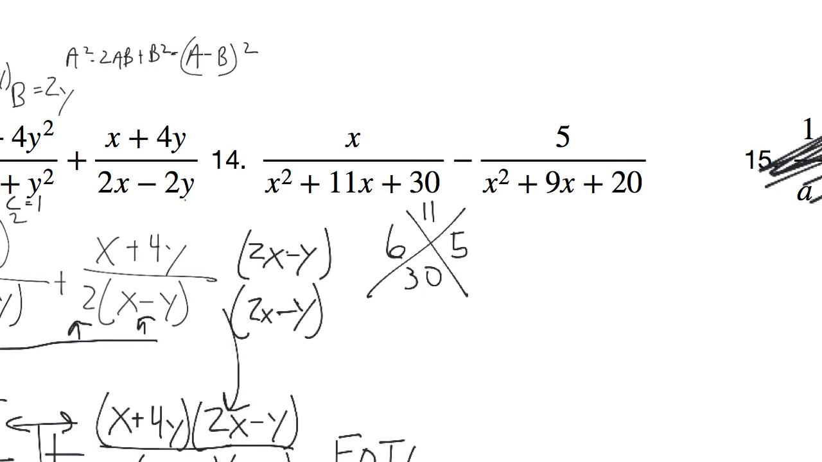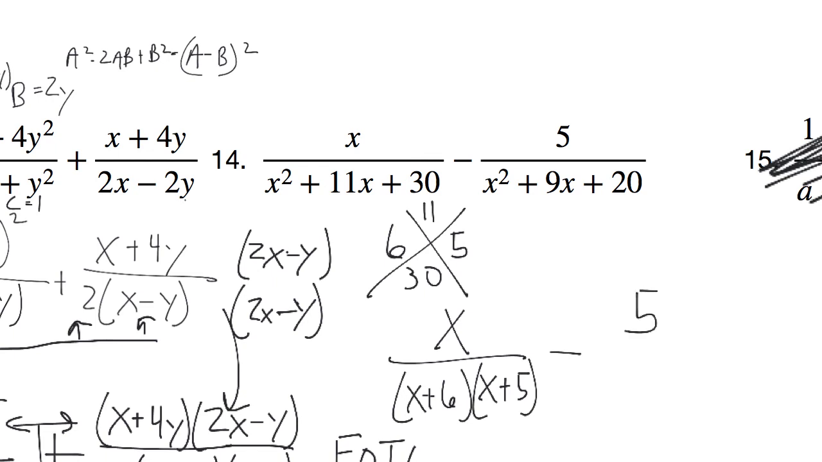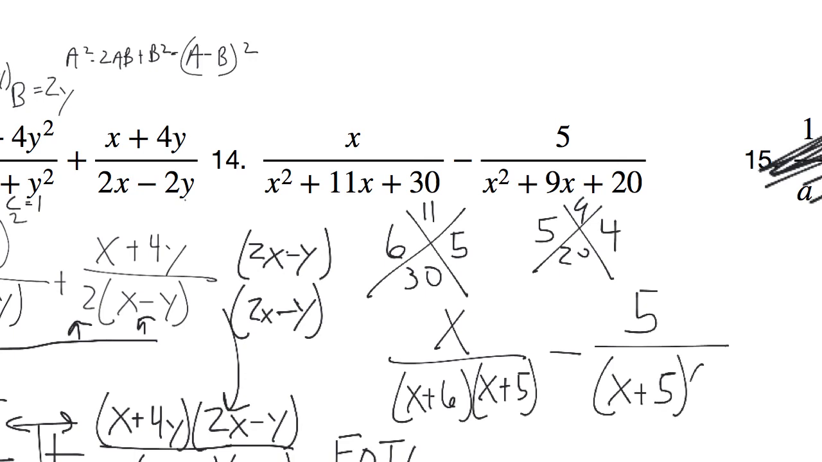So x over x plus 6, x plus 5. Let's factor the top here, factor the denominator here. This factor x will be 9 and 20. Let's see, 5 times 4 is 20, plus 4 is 9. So we get x plus 5, x plus 4.